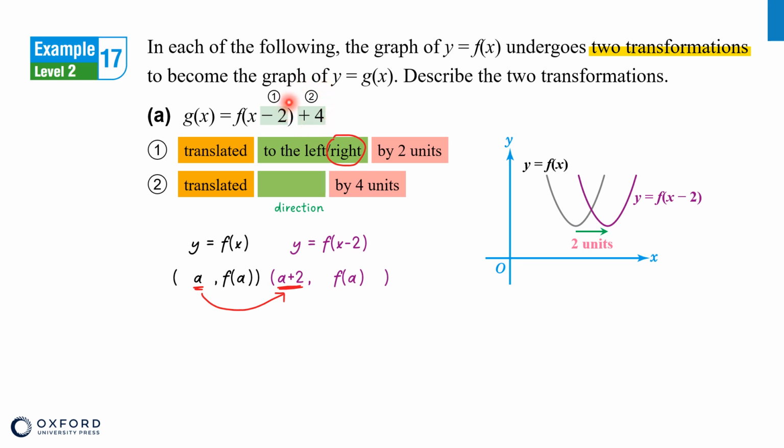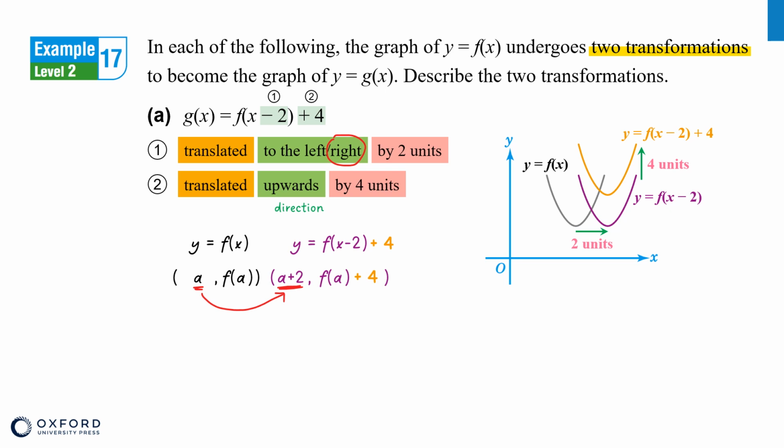And the second transformation involves addition or subtraction outside the brackets. So it's about changing the y-coordinates of the points on the graph, and thus the resulting graph will be shifting up or down. It's more straightforward. It's simply adding the value of 4 to the y-coordinate of every point on the graph, so the graph will be shifting upwards. We say that the graph of the function is translated upwards by 4 units.